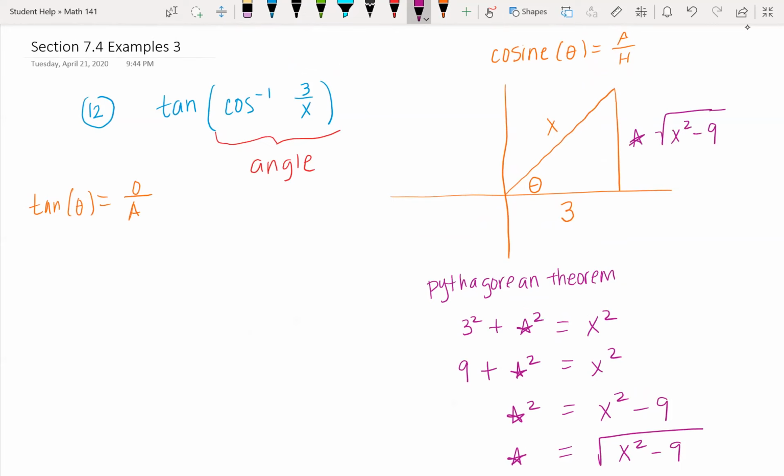Now we can use that information to figure out the tangent. The tangent of the angle, which we don't know the value of, is the opposite side, square root of x squared minus 9, over the adjacent side, which is 3. And this is our answer.